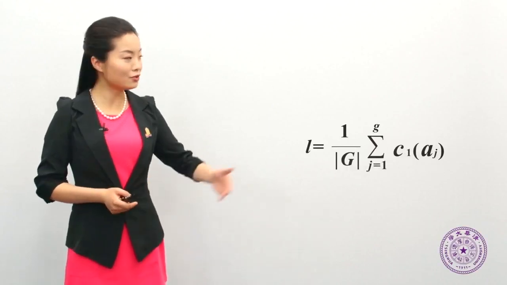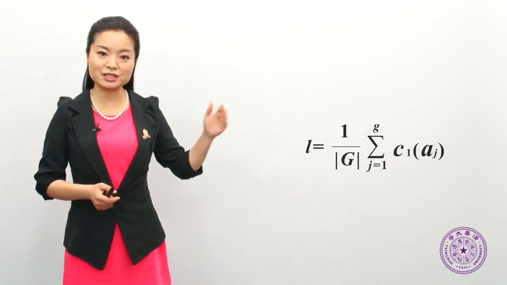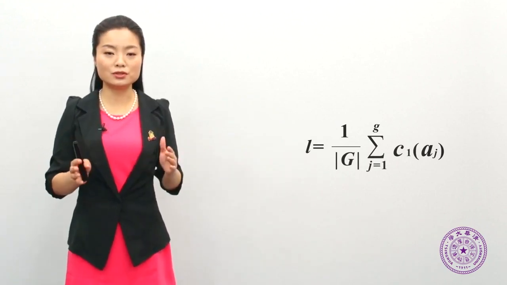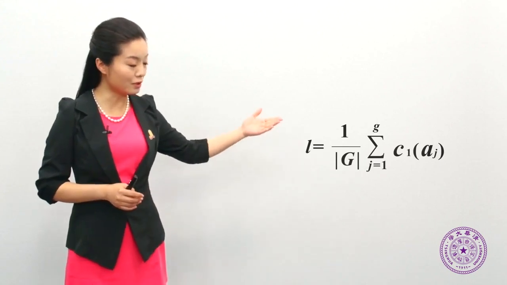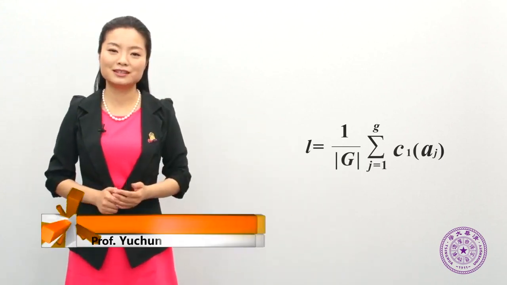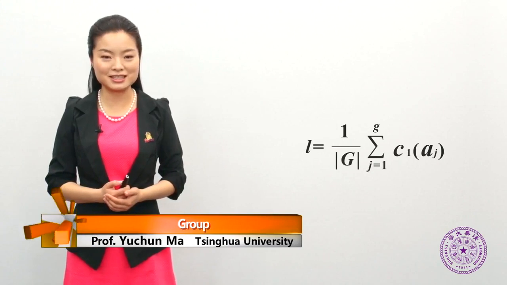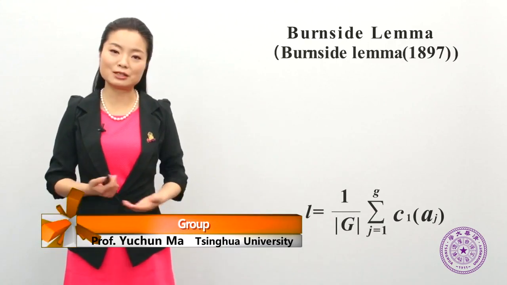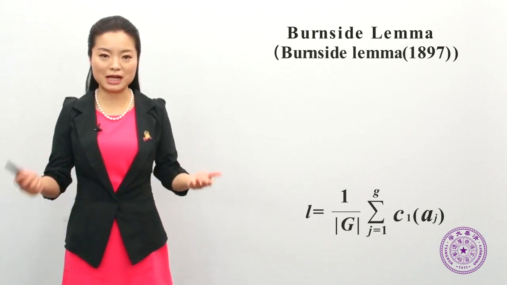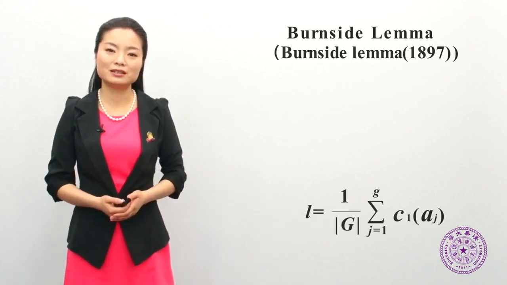Through the previous proof, we obtain an equation corresponding to the number of equivalence classes. It can be solved by the number of all one-order cycles divided by the number of permutations. Actually, this equation is Burnside's Lemma. What does Burnside's Lemma do?